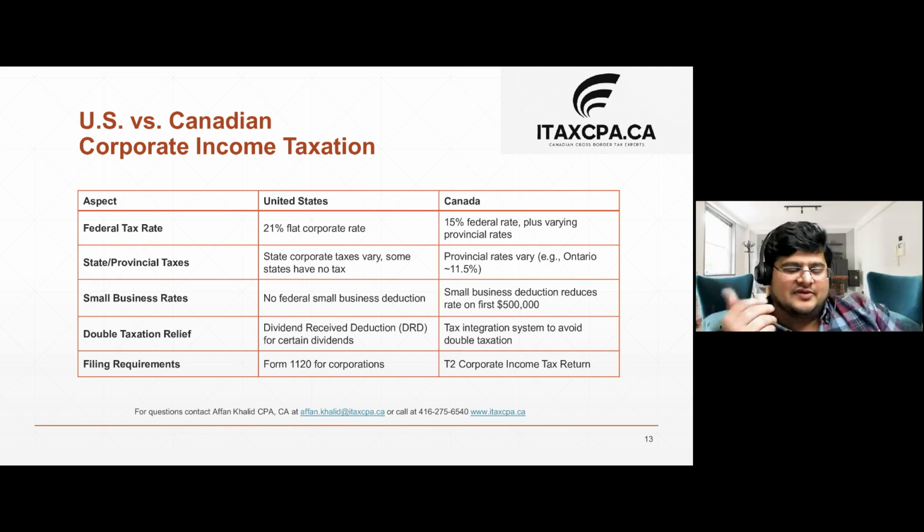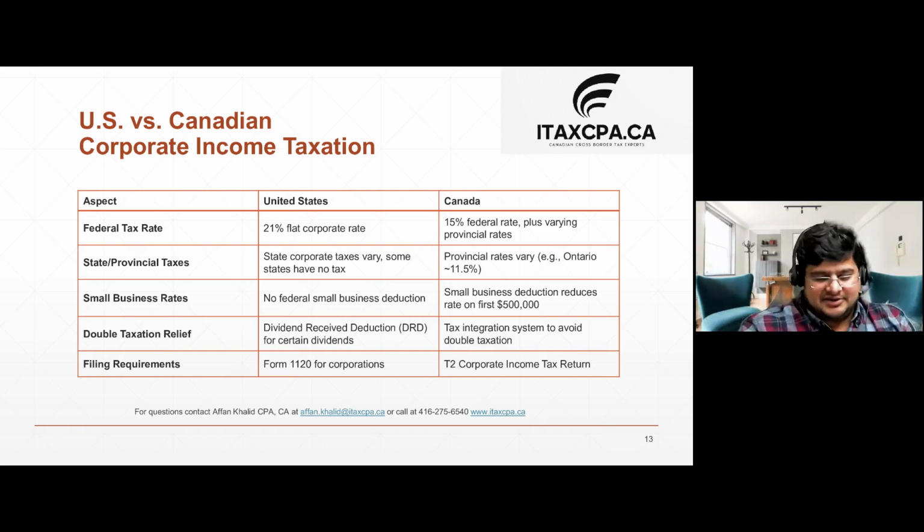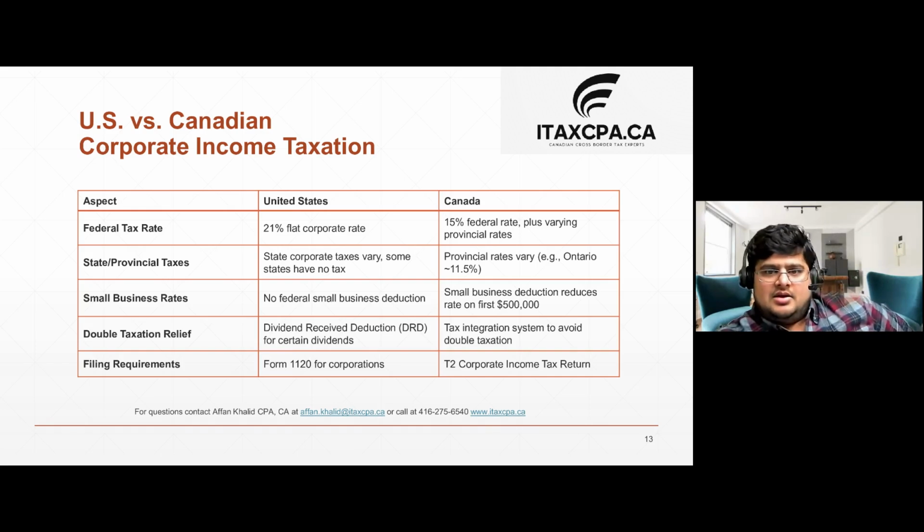There are differences. And of course, if you have a corporation, the key advantage of earning income through a corporation is deferral. To the extent you can leave money in the corporation, you don't pay personal tax on that, and deferral is the key advantage more than anything else. And then the filing requirements: in the US you have the 1120S. Here in Canada we call it the T2 corporate income tax return.